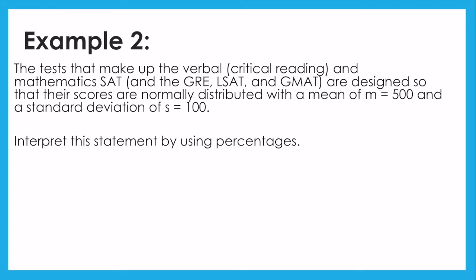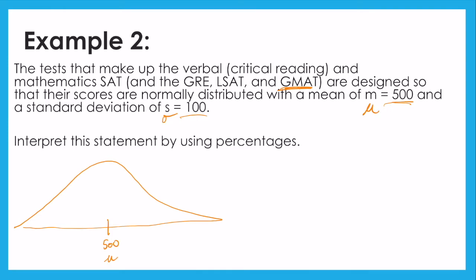So tests that make up the verbal, critical reading, and mathematics SAT and GRE, LSAT, GMAT, I don't remember what that's for, are designed so that their scores are normally distributed with a mean of 500 and a standard deviation of 100. So why don't we go ahead and draw a normal distribution. We've got our mean in the center, which sometimes is represented with m, and our standard deviation, which is 100.